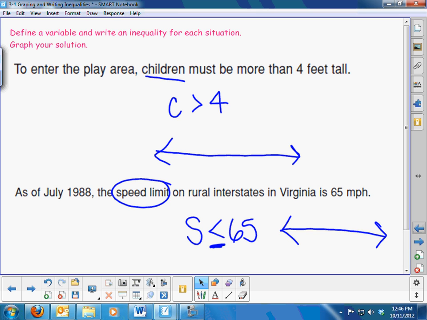All the different numbers, that would tell you, once you have it graphed, all of the numbers that you could drive at in order to be safe.